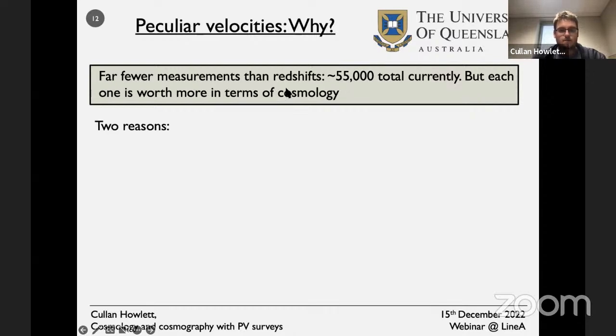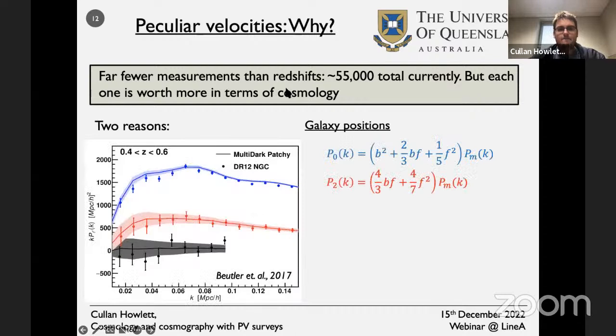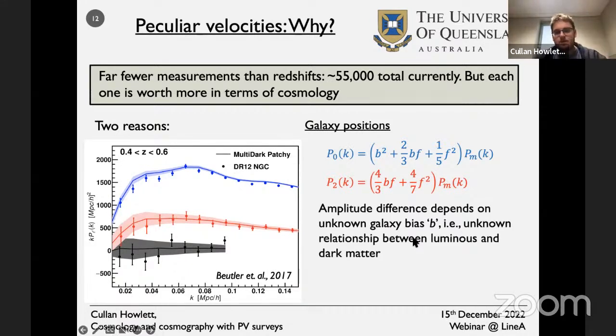And that's for two main reasons. The first is if I look at this plot that I showed you earlier, where we're trying to measure the amplitude difference between these different lines. If you look at the models for this, you find that not only does it depend on the growth rate of structure, which is this f parameter shown here, but it also depends on this parameter called b, which is a nuisance parameter that we have to deal with. So this amplitude difference also depends on this unknown parameter we call the galaxy bias.